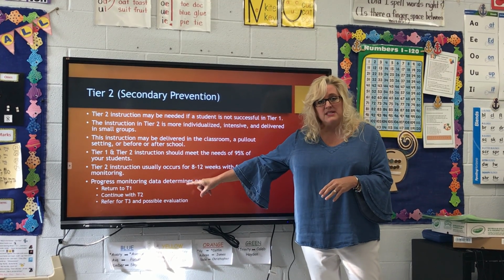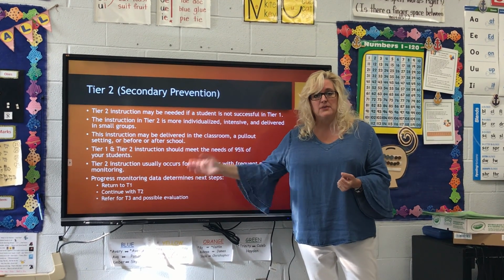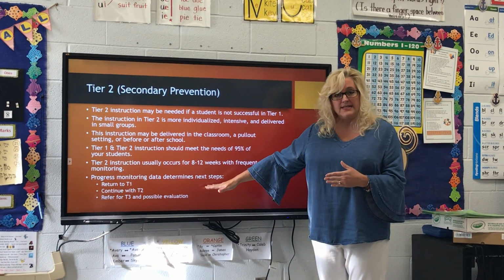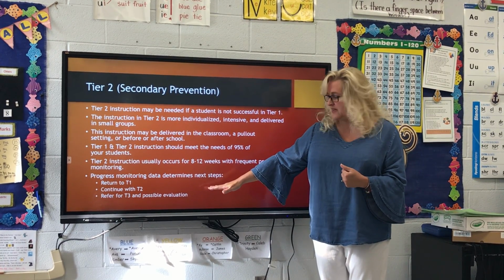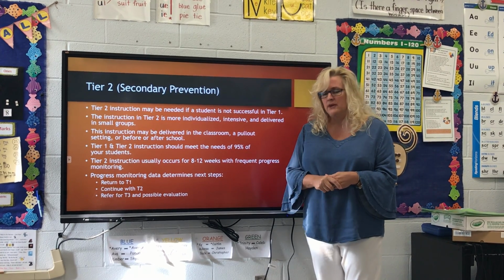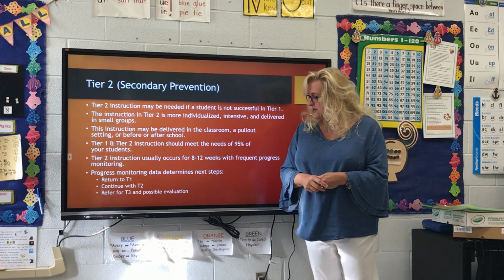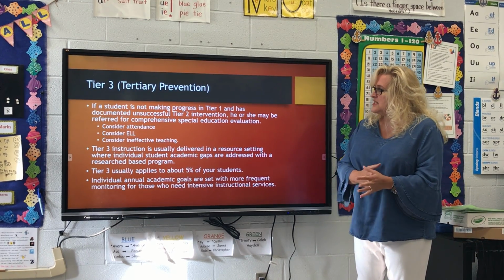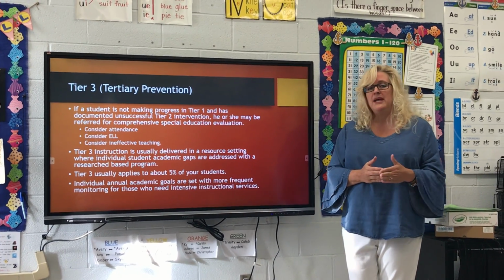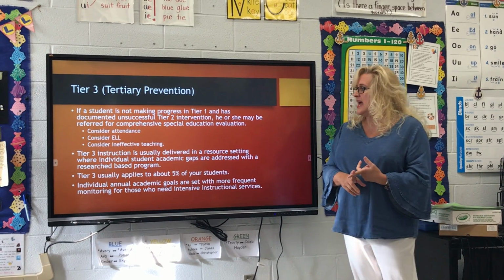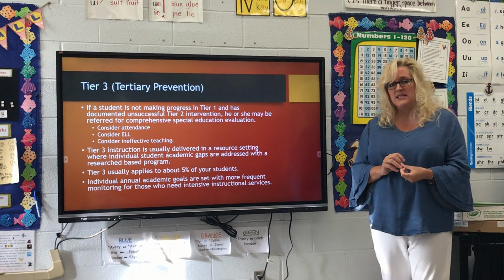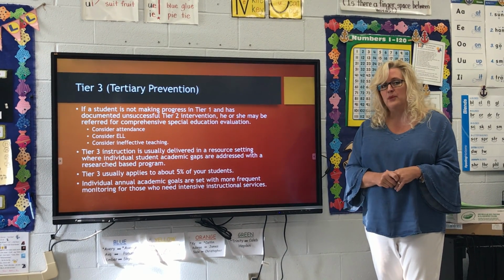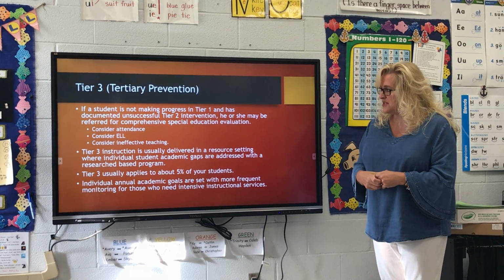If a child is successful and doing very well, they may actually return back to Tier 1 and not need Tier 2. They may be progressing and will continue with the Tier 2 interventions. And if there is no progress, you may be referring this child to Tier 3 and a possible evaluation. Tier 3 is when a student has not made progress in Tier 1 and has documented unsuccessful Tier 2 intervention. That child may then be referred for comprehensive special education evaluation.